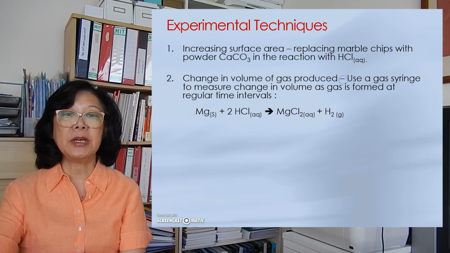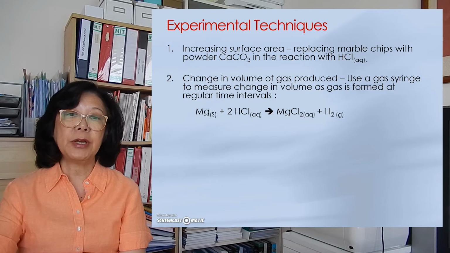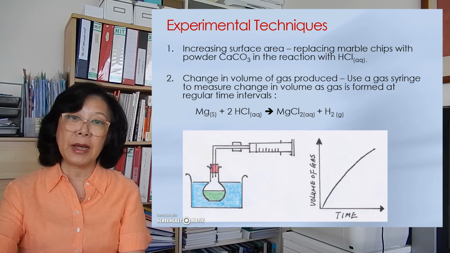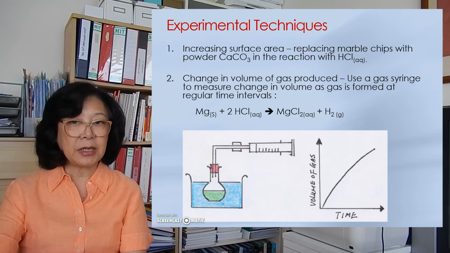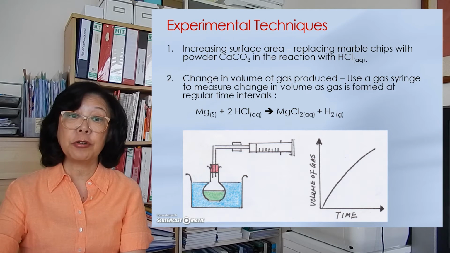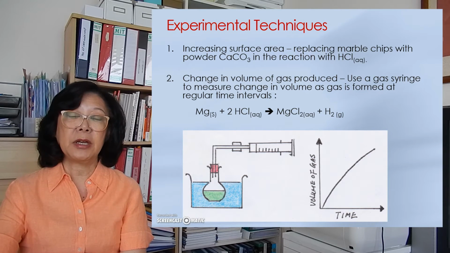Now the second one is measuring the volume of gas produced. In the reaction between magnesium metal and hydrochloric acid to form hydrogen gas, we can attach a gas syringe to the container so that the volume of hydrogen gas evolved can be measured over time as the plunger is pulled back by the evolution of hydrogen gas.